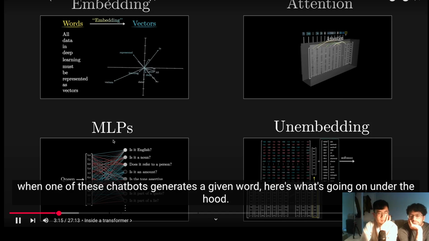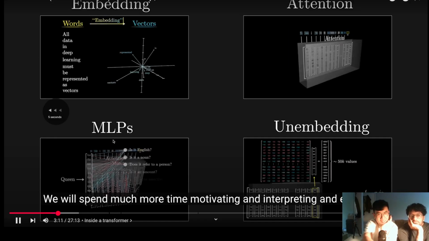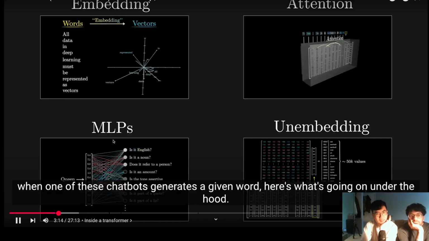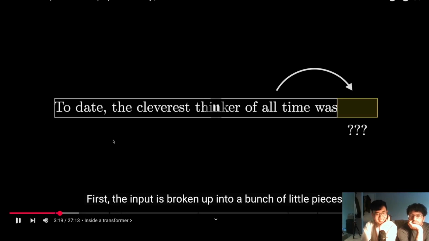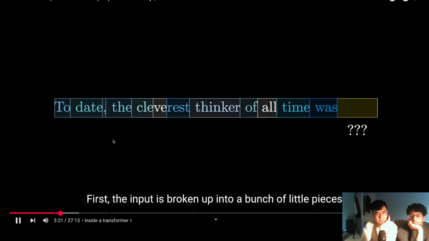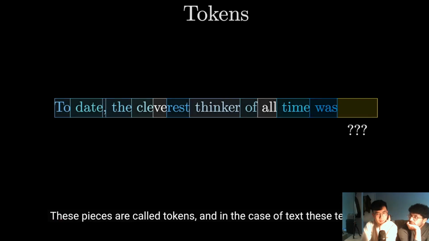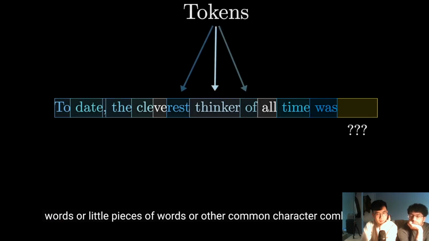Yeah. One of these chatbots generates a given word. Oh, embedding. And expanding on the details of each step. But in broad strokes, when one of these chatbots generates a given word, here's what's going on under the hood. Okay. The input is broken up into a bunch of little pieces called tokens. These pieces are called tokens, and in the case of text, these tend to be words or little pieces of words or other common character combinations.